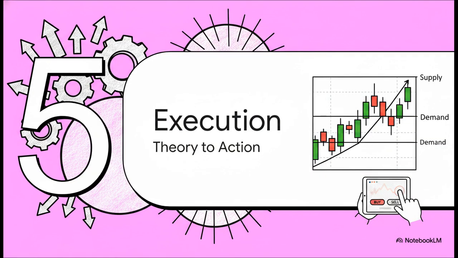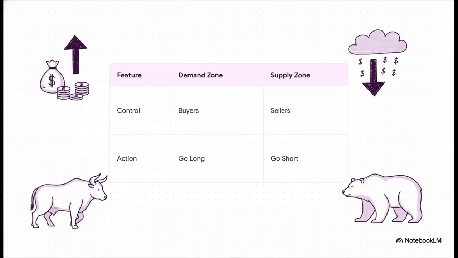Which brings us to part 5, executing the strategy. We've done the analysis, now let's talk action. How do we actually trade these fresh zones and build a real professional framework? Keeping things beautifully simple for our vertical display, this table summarizes our entire core rulebook. Inside a demand zone, buyers are in control. So what do we do? We look to buy. We go long. Inside a supply zone, sellers have control, so we look to sell or go short. That's it. We don't overcomplicate the whole shebang.